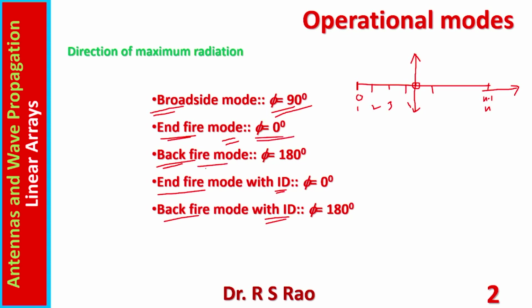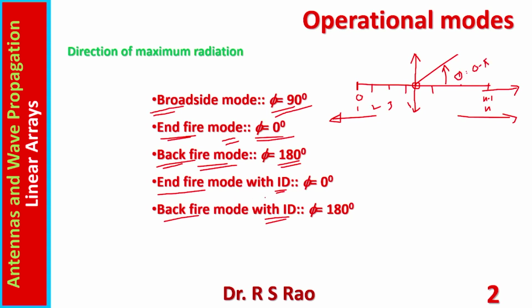Then backfire mode. Array is said to be working in a backfire mode when it radiates maximum in the direction opposite to the length of the array. This is the length of the array direction. Opposite to the length of the array means this is the direction. This direction can be described by phi equal to 180 degrees. Notice this is phi. This angle is phi. Its range is 0 to pi or 0 to 180 degrees.